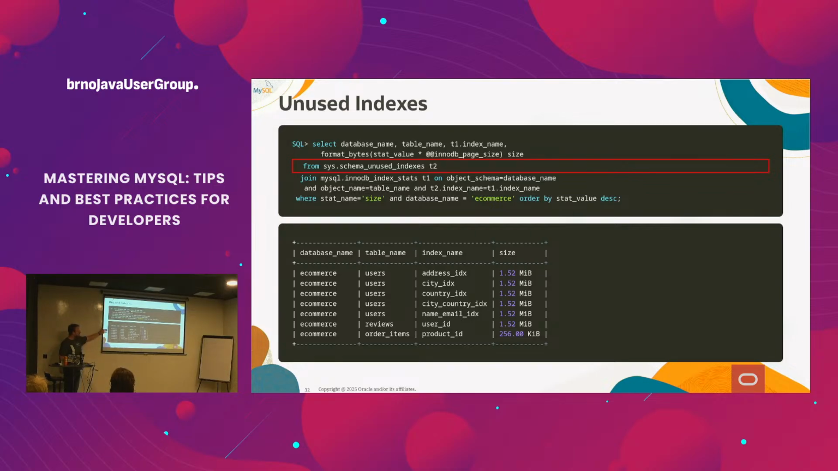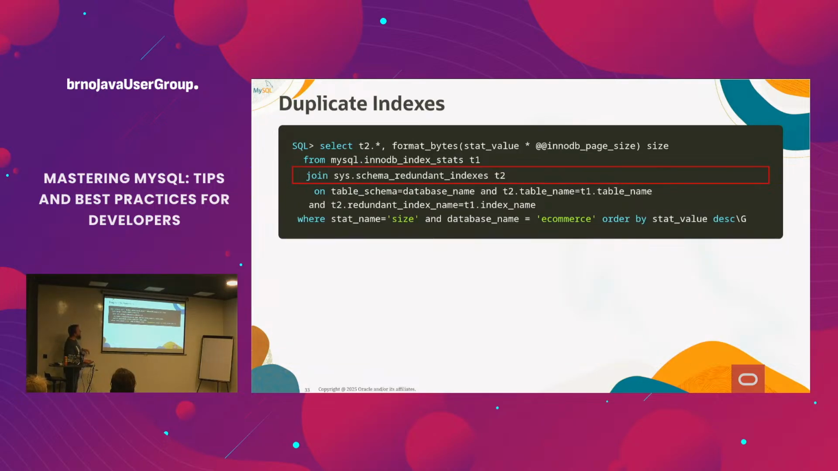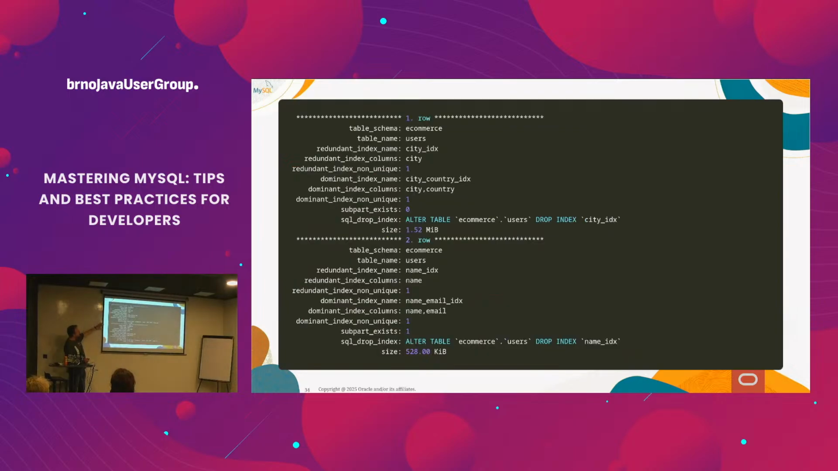So these indexes are never used. Then there is another table called schema redundant index. You run it, and it will give you, for example, here we have for the table users an index called city index that indexes the column city, and then we have another index called city country index that uses city and country.